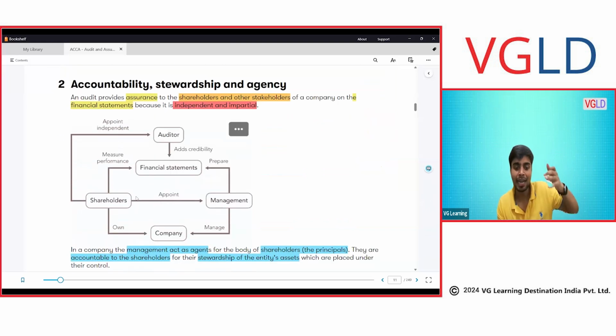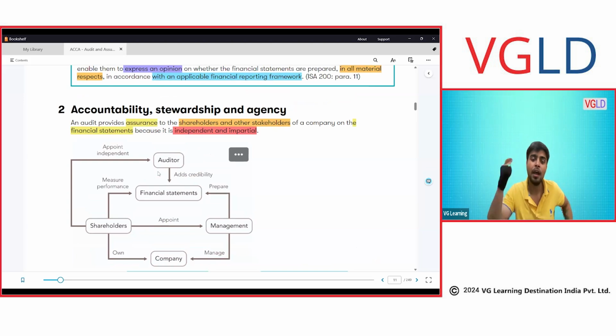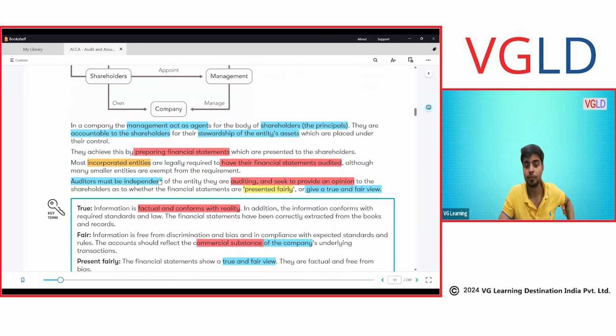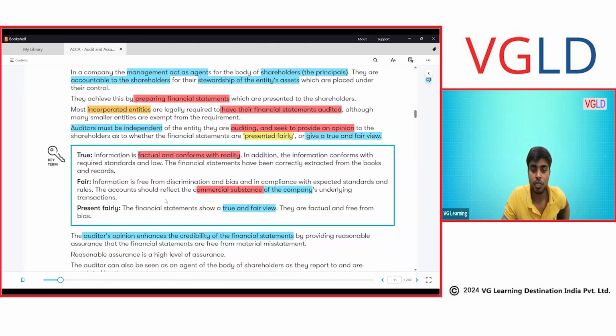Now, directors are stewards. They are supposed to show stewardship. They are the agent of the shareholder. They are responsible for managing the company. They show stewardship by preparing financial statements. The auditor comes and checks whether they are prepared as per the applicable financial reporting framework, the structure or format of the applicable FRF, UK GAAP, Indian GAAP, US GAAP, whatever, and sees whether these financial statements give a true and fair view. They are factually correct and they present fairly, showing the commercial substance and an unbiased view. This is true, this is fair.